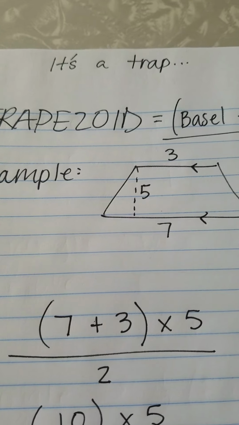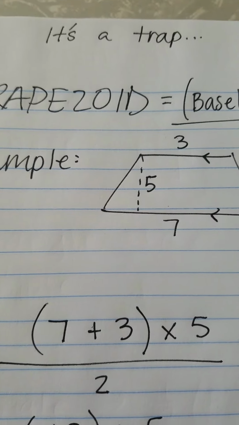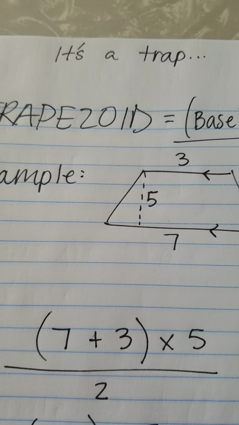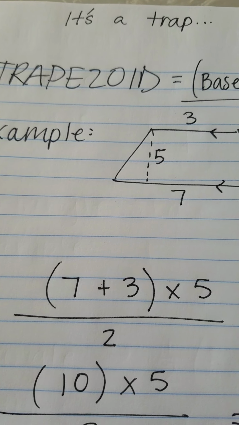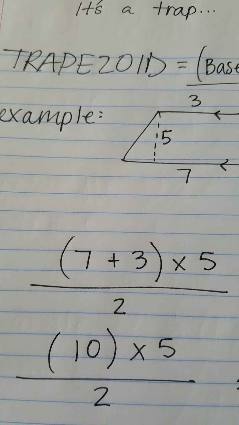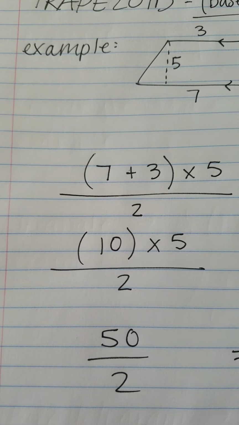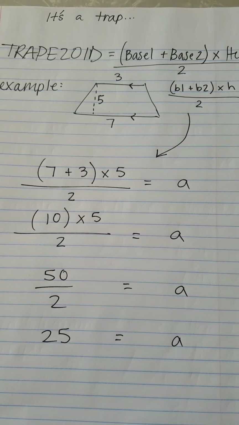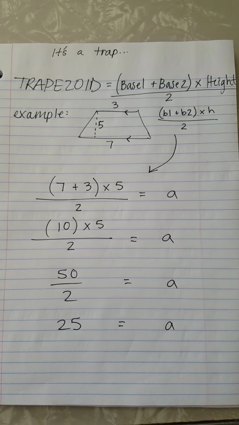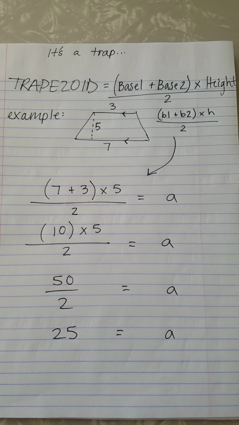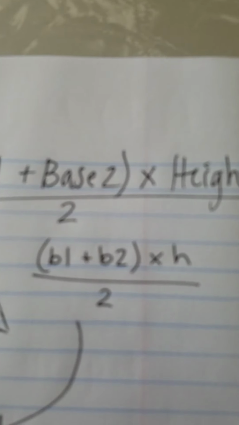And then I have to divide that all by 2. So I plug it into the formula. Order of operations says to do parentheses first. 7 plus 3 is 10. And then I have to multiply that by 5. 10 times 5 is 50. And then divided by 2, well, 50 divided by 2 is 25. So here was all of that math just to solve for a trapezoid. But if you take the numbers and plug it into the formula, it's not that bad.